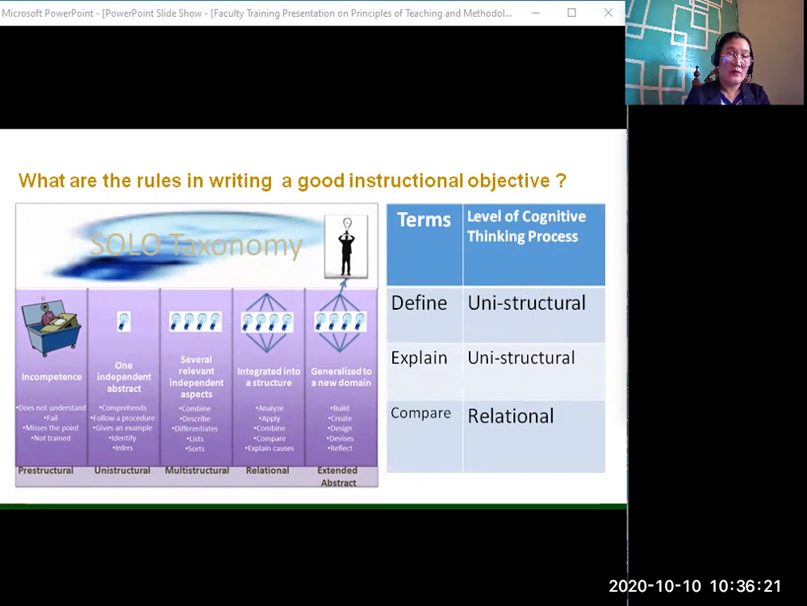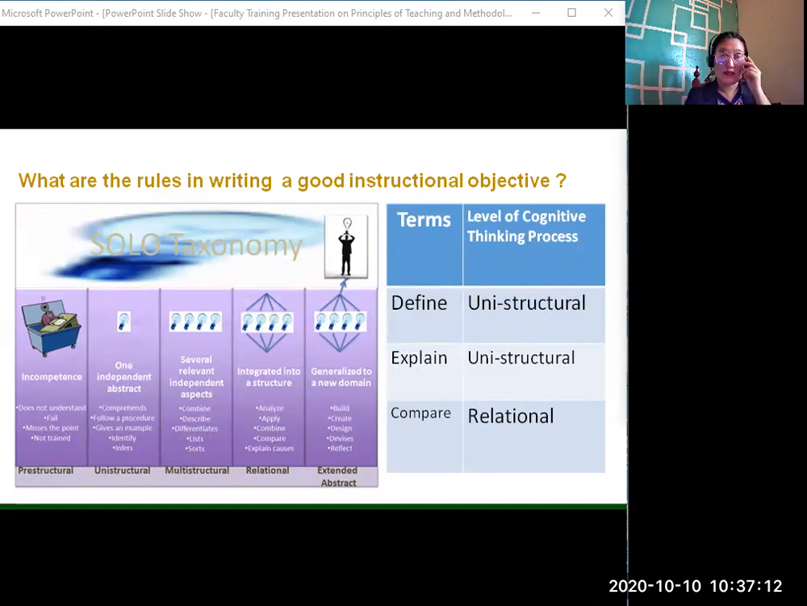For the pre-structural, we can see that it is described as incompetence, wherein the students do not understand, fail, or miss the point. This is the stage wherein the students have no prior knowledge or schema about the lesson that we are about to present to them. So they are at the level of pre-structural. The unistructural is described here as one independent aspect, wherein the students can comprehend, can follow a procedure, can give an example, can identify, and can infer based on one independent aspect.